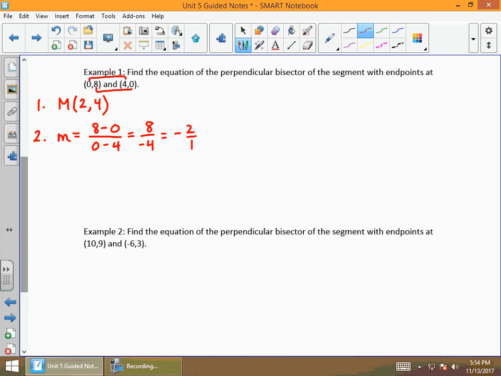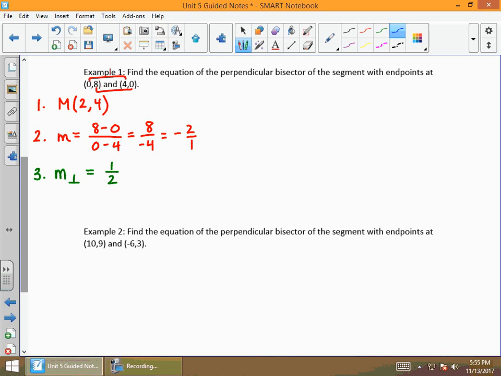Step number 3 is find the perpendicular slope. I want to call this slope, that little perpendicular sign. This just means I have to do the opposite reciprocal from my answer in number 2. So number 2 was negative 2 over 1, so the opposite reciprocal will be positive 1 over 2.